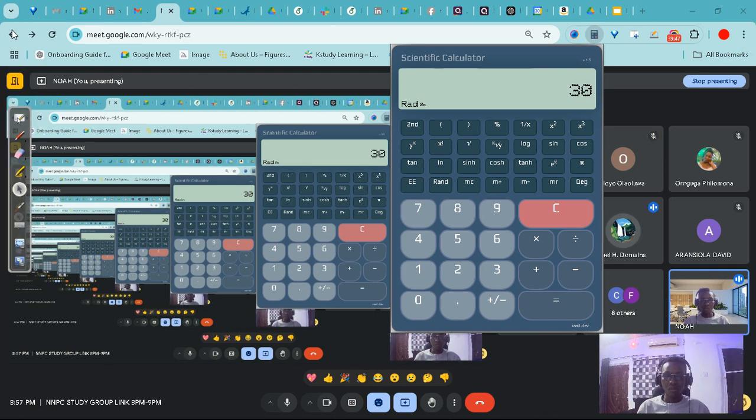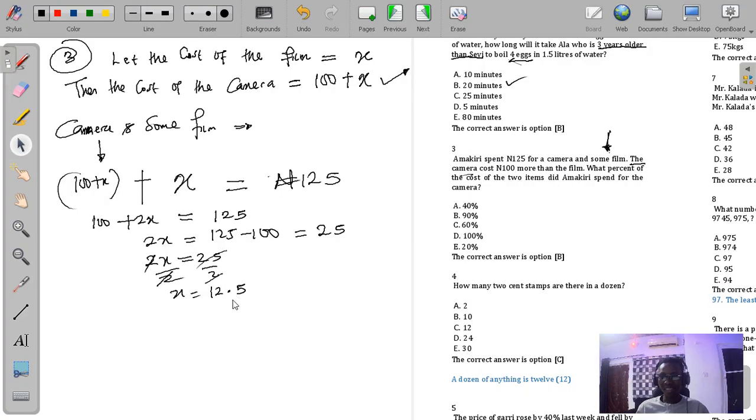So from here, x is 12.5. So that means this thing here is representing the cost of the film. I already said let the cost of the film represent x. So that means this is 12.5 naira. The cost of the film is 12.5 naira. So how much is the cost of the camera? That will be 100 plus 12.5 naira, and then you have it as 112.5 naira.